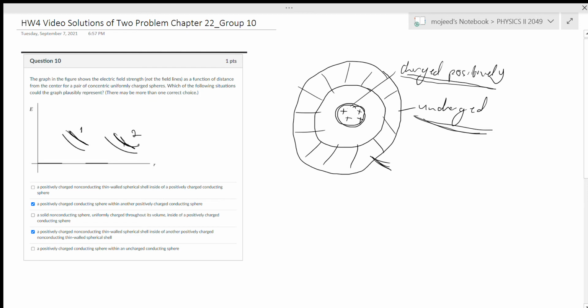So a positively charged conducting sphere, which is this one, and then an uncharged conducting sphere, which is this. So here, this would be an option. This would be one of the options.